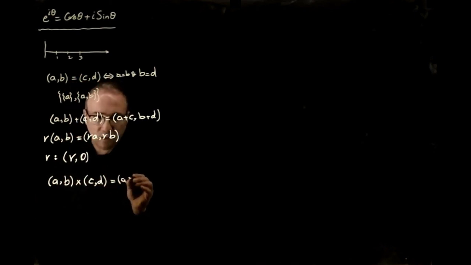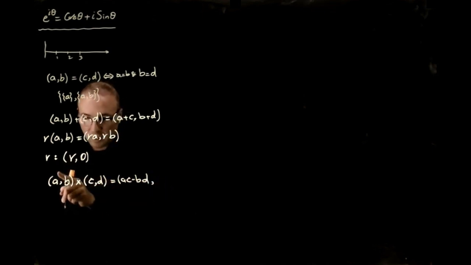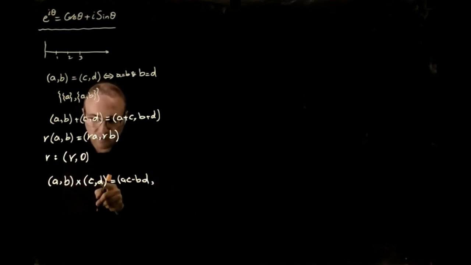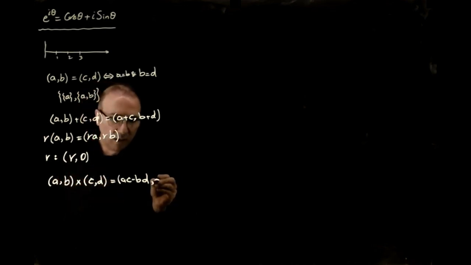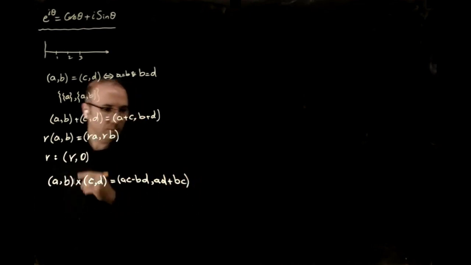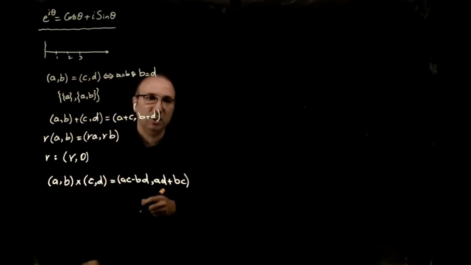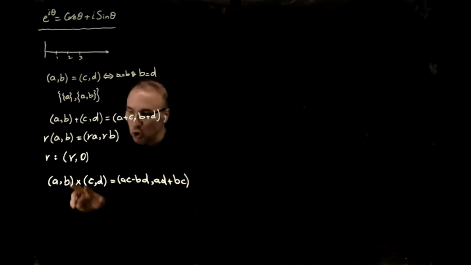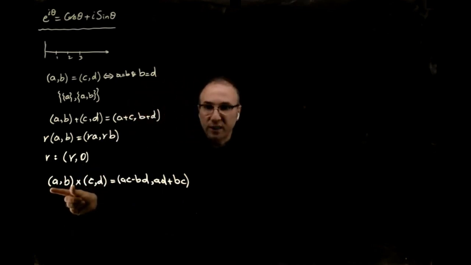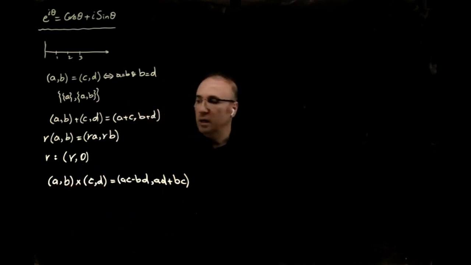It would be AC minus BD for the first argument: this times this minus this times this. And for the second one, it would be AD plus BC. All right? So I define multiplication this way between two ordered pairs of real numbers, all right?